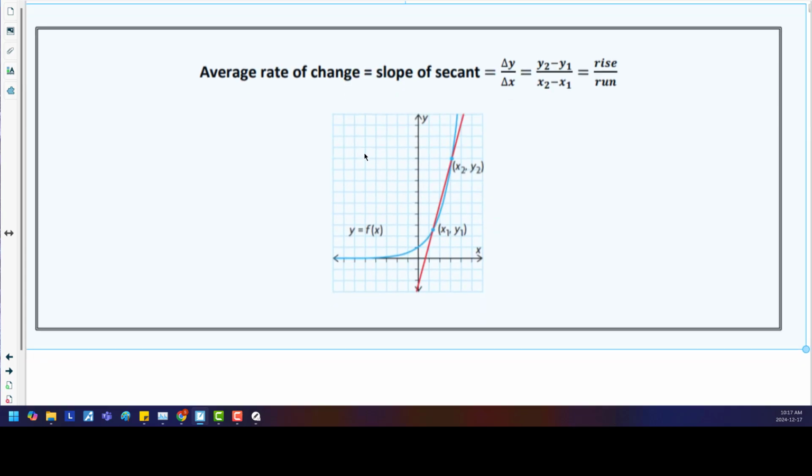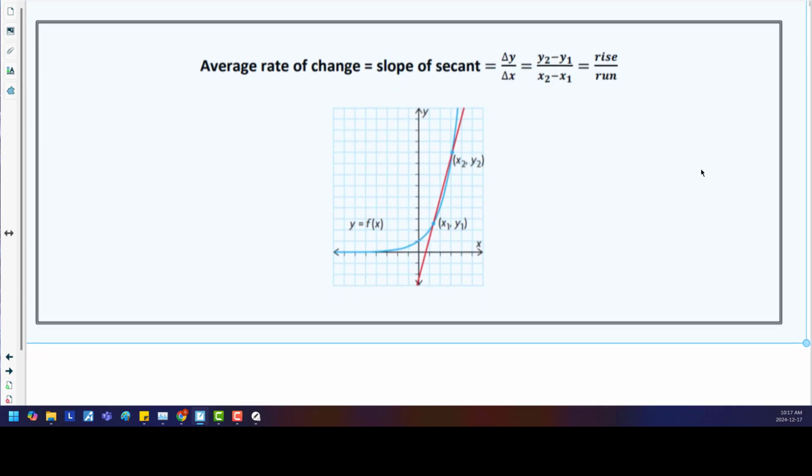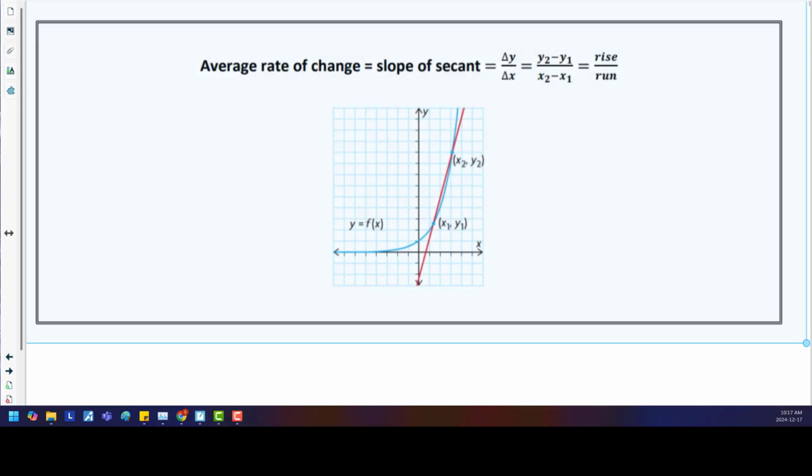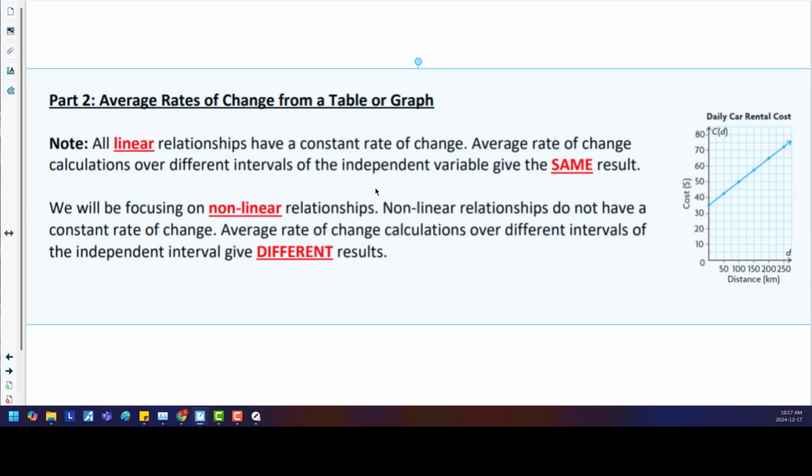Here we have the formula. It's just the basic formula, like rise over run, that you should have learned in grade 9. So average rate of change is equal to the slope of the secant, which is the difference in y over the difference in x, which is y2 minus y1 over x2 minus x1, which is also rise over run. Once you have your 2 points, it's pretty straightforward, nothing too difficult. So let's go to part 2 here.